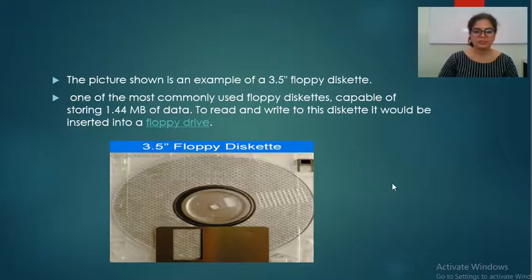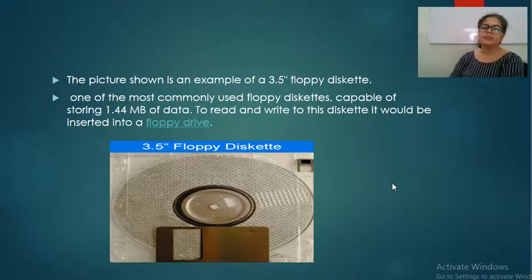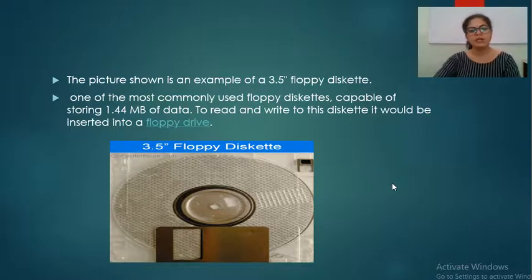Now look at this diagram. This is how the floppy disk looks. This is an example of a 3.5-inch floppy disk, one of the most commonly used floppy disks, which is capable of storing 1.44 MB of data. So this type of disk can store only 1.44 MB of data. To read and write to this disk, it would be inserted into a floppy drive. Whenever we have to perform any operation on the floppy disk, we have to insert it into the floppy drive.